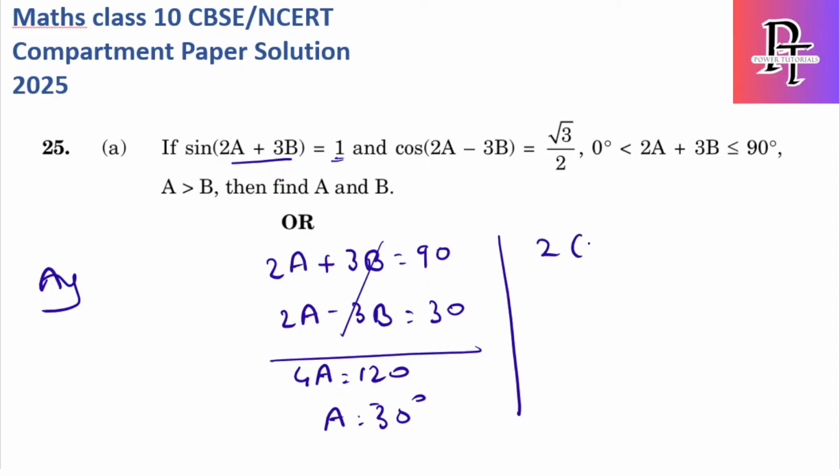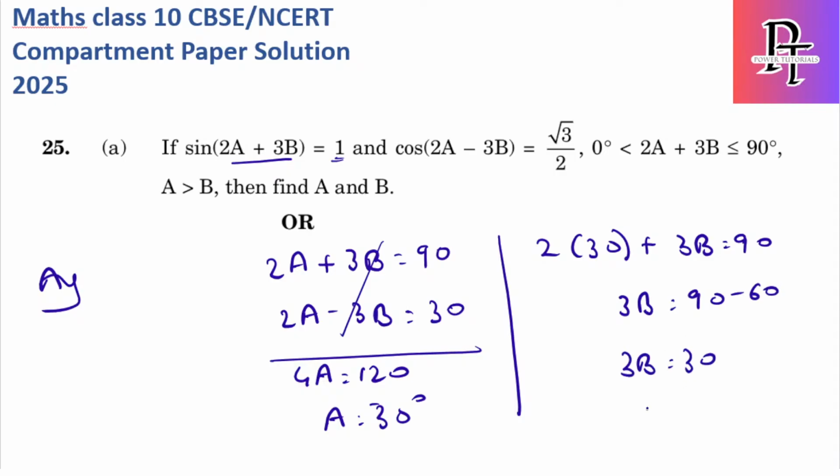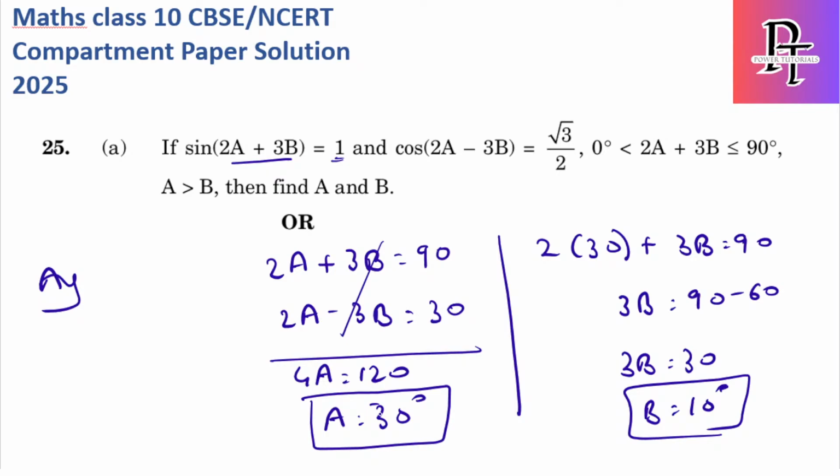2 into 30 plus 3b is equal to 90. So 3b will become 90 minus 60. So 3b is equal to 30, and b value is 10 degrees. Hence the a and b values are 30 and 10.